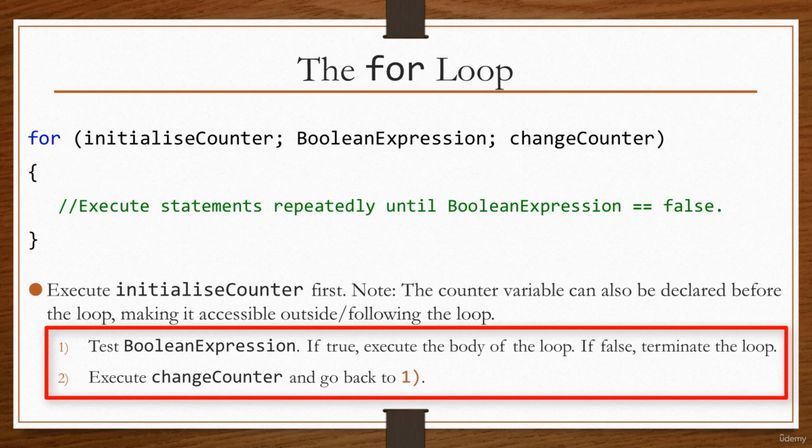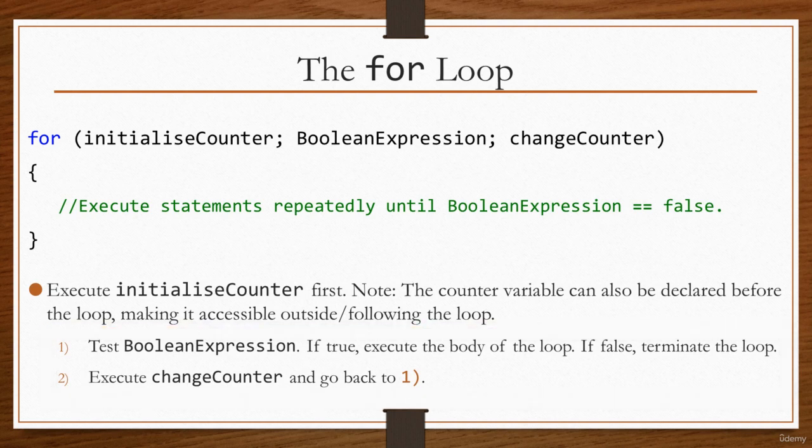So let's say we increment or decrement that counter variable, so either i++ or i--, for example, and then we'll go back to step 1. So we'll go and test that Boolean expression again, and maybe in this case it evaluates to false, and then we'll exit out of the loop or terminate the loop.